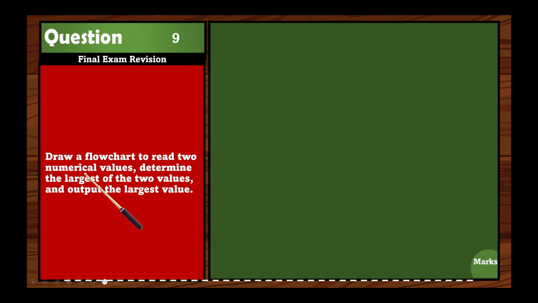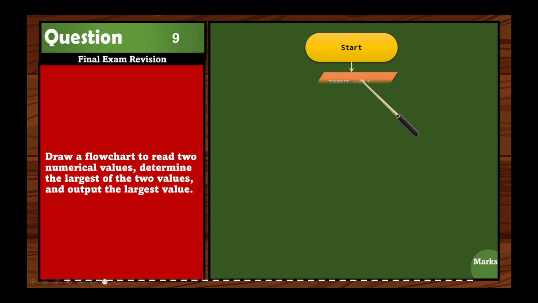Question number 9, draw a flowchart to read two numerical values, determine the largest of the two values and output the largest value. So this time we have to make some decisions. We need to compare two values and then decide which value is larger. Same thing, we start the flowchart with the start shape, and then we ask a user to input two values, value 1 and value 2.